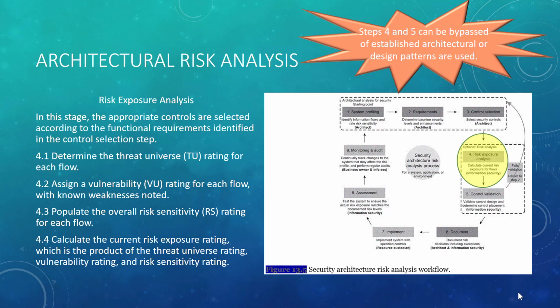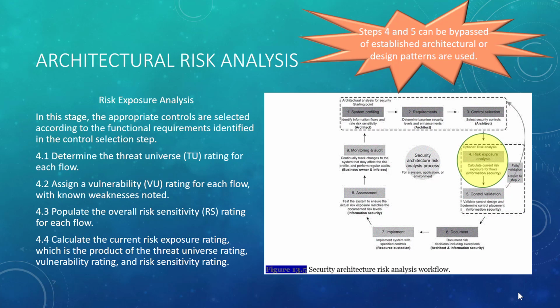Now, as we move into the next phase, this is an optional phase. It depends on whether you've got an established architectural or design pattern already being used, or you need to go and do a risk analysis. If you're going to do a risk analysis, you're going to have to determine the threat universe rating for each flow, assign a vulnerability rating for each flow, and then calculate an overall risk sensitivity rating for each flow.